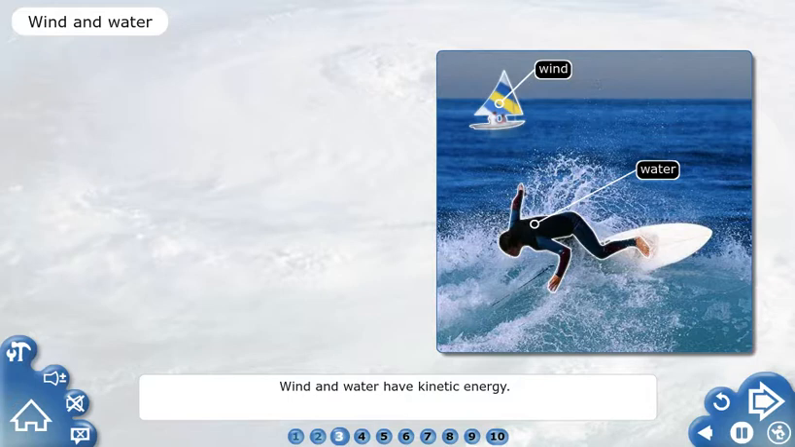Wind and water have kinetic energy. Kinetic energy is the energy of motion. It is a form of mechanical energy. Click the labels to learn more.